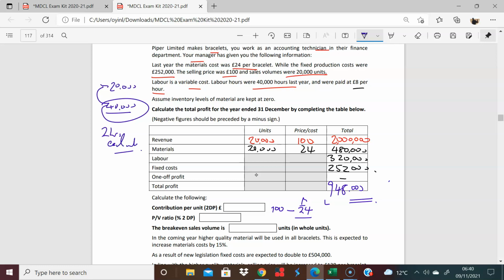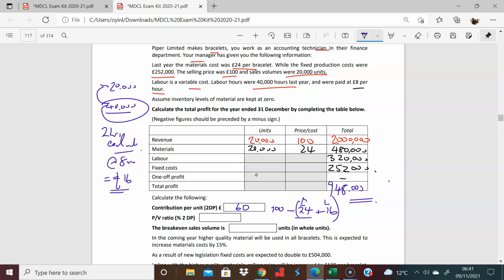So 2 hours each unit, in effect, charged at £8 an hour is £16. You have a cost of 16. So in effect, you have material 24 and labor 16. So you have 100 minus 40, which gives you your contribution per unit of 60.